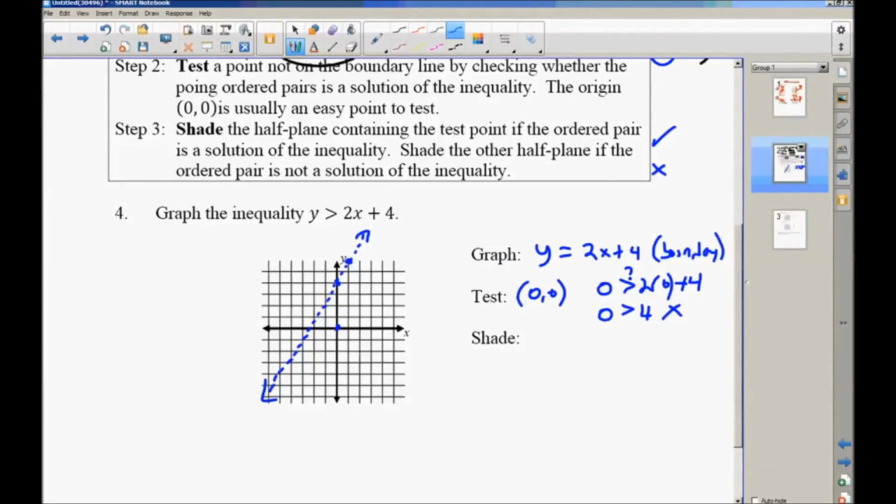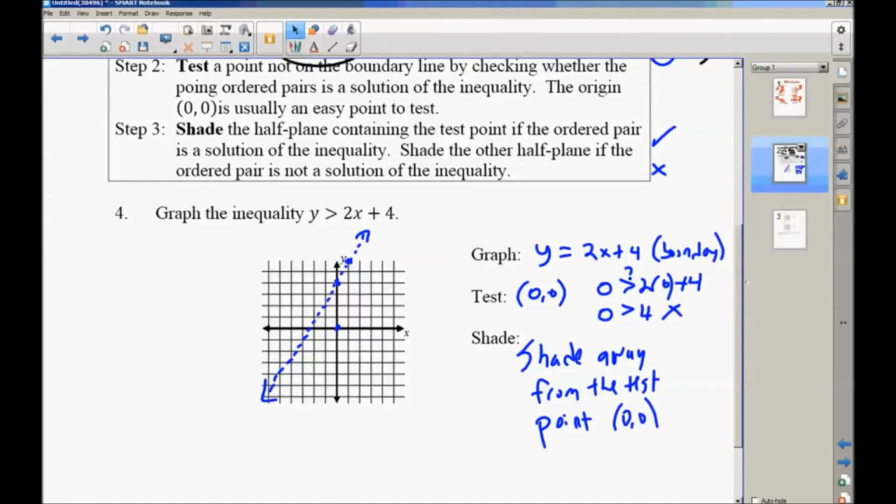So we are going to shade away from the test point, 0, 0. And that's because our test point was not a solution. If our test point had been true, then we would shade towards it. So that means all of the answers is everything on this half of the graph.